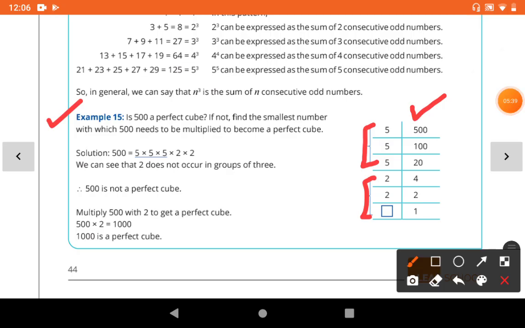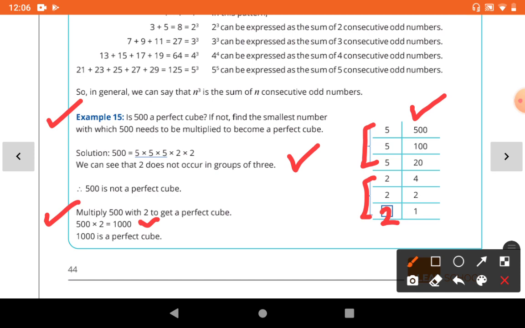And the next part is: if not, find the smallest number with which 500 needs to be multiplied to become a perfect cube. So in the prime factorization, which number will we multiply in a triplet so that the triplet gets completed? Obviously, we will multiply by 2 here so that we can complete the triplet of 2. Hence we can see 2 does not occur in a group of 3. So multiply 500 with 2 to get a perfect cube. Hence after multiplying we are getting 1000.